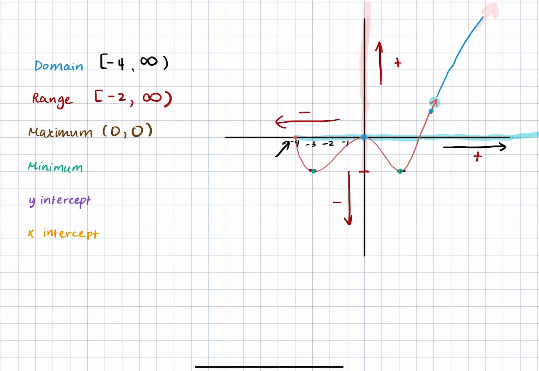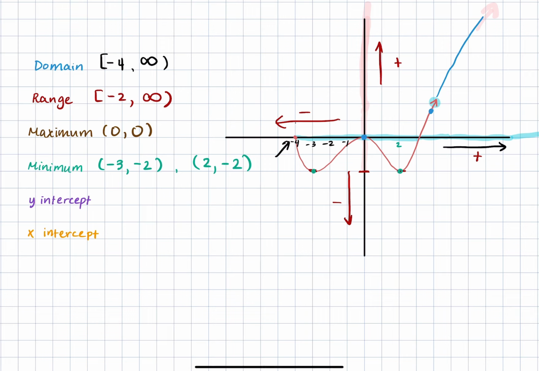So we can say (-3, -2). And we can also say, comma, parentheses, this is 2, so (2, -2).